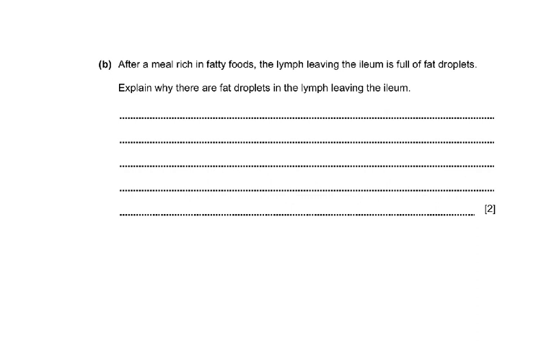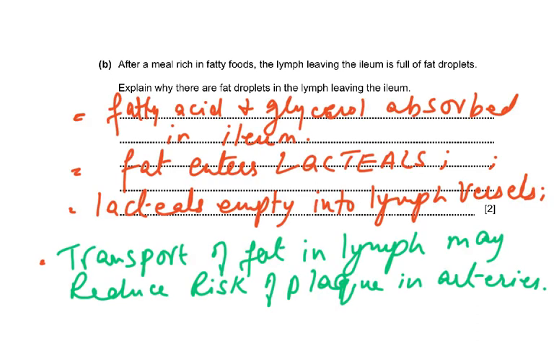So all the fat that you ate is not going to go into the hepatic portal vein, into the capillaries which join to form the hepatic portal vein. It's going to go into the lacteals. L for lacteals, L for lipids, L for lymphatics. So a very easy way to remember that. So fatty acids and glycerol absorbed in the ileum, fat enters the lacteals, empty into the lymph vessels, and transport of fat in the lymph may reduce the risk of plaque formation in the arteries.